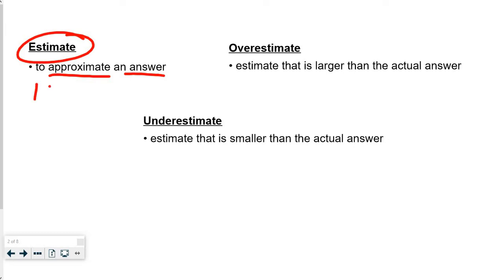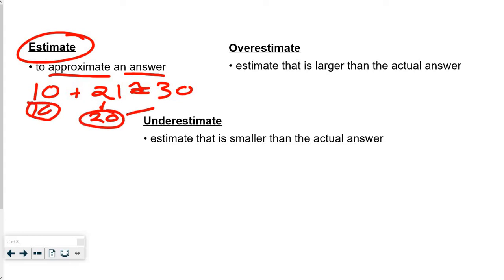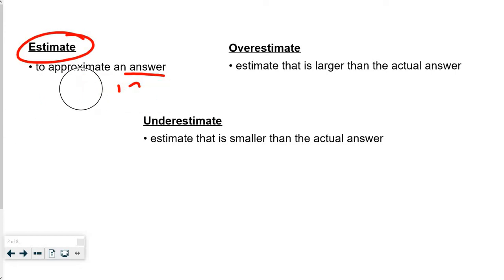So when we have 10 plus 21, we know that it is going to equal about 30, because when we round down, this is close to 20 and this is close to 10. So 10 plus 20 equals 30. And we know that it actually equals 31. So that's what an approximation is.